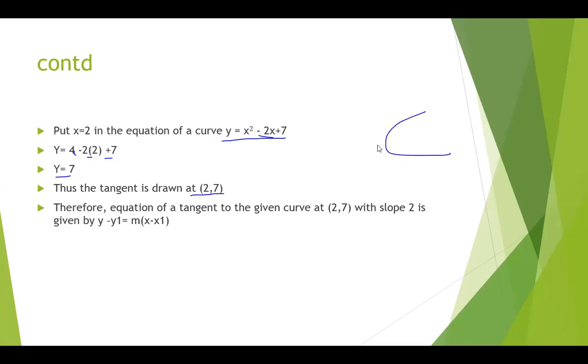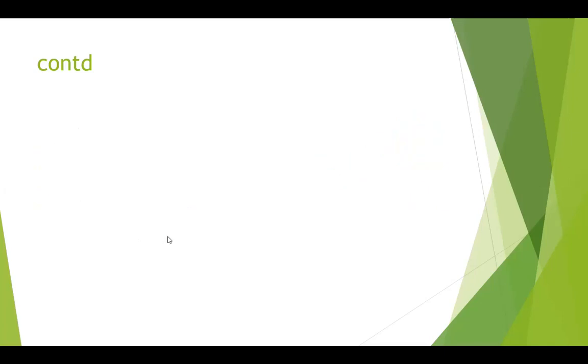Thus we had a tangent like this and it is parallel. This has a slope 2, means this also has the slope 2, and just now we found the point at which the tangent is drawn. It is (2, 7). So one point is known, slope is known, means I can write the equation for this tangent by the formula y - y1 = m(x - x1), where (x1, y1) is the point of contact and m is the slope of the line.